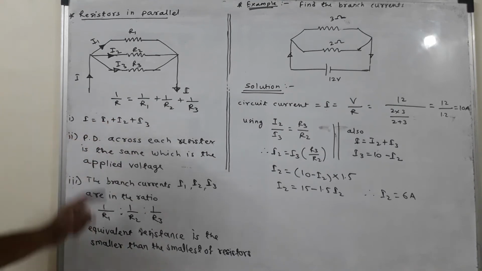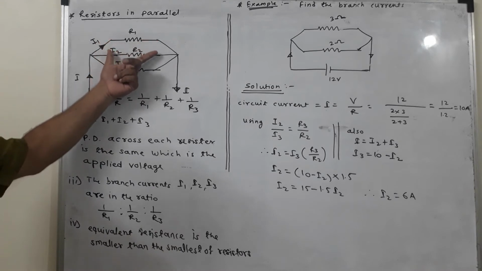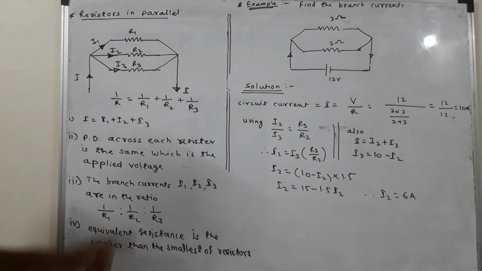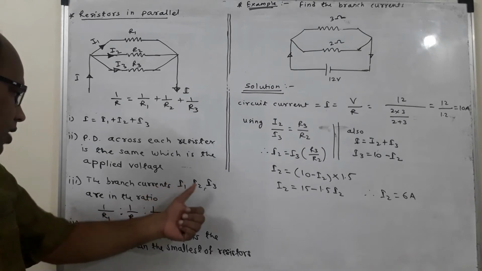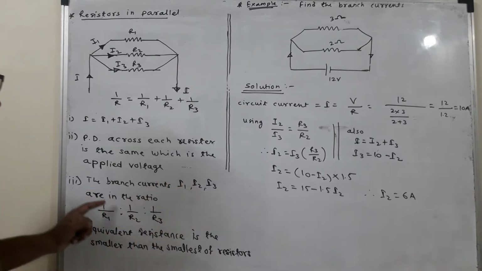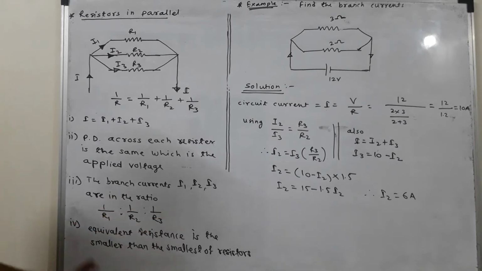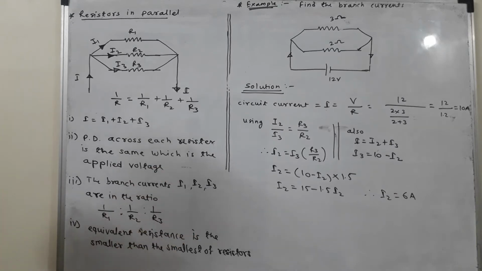Point number 2, potential difference across each resistor is the same, which is the applied voltage. So potential difference across each and every resistance in parallel combination remains the same, and is equal to the applied voltage. Point number 3, the branch currents I1, I2, I3 are in the ratio 1 upon R1 as to 1 upon R2 as to 1 upon R3. And point number 4, equivalent resistance is smaller than the smallest of the resistors. So always you should remember these points, and keep them in mind.